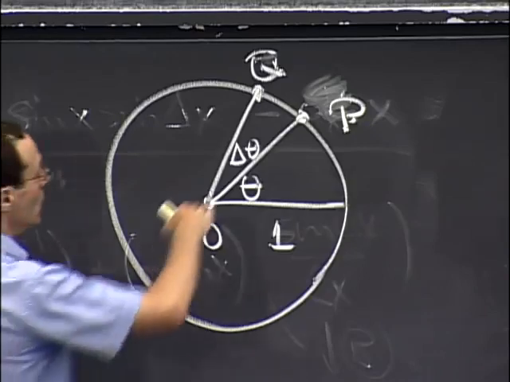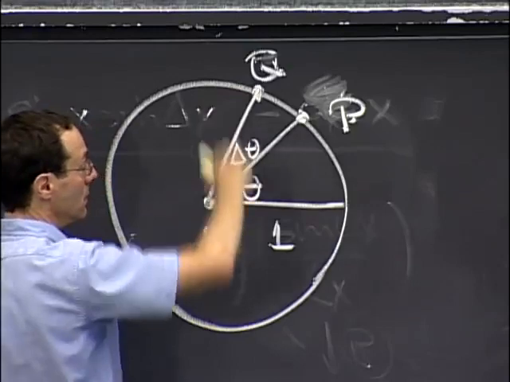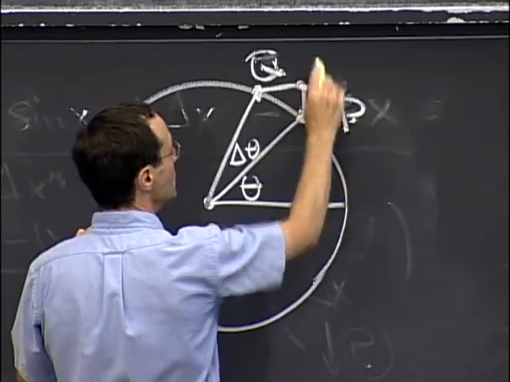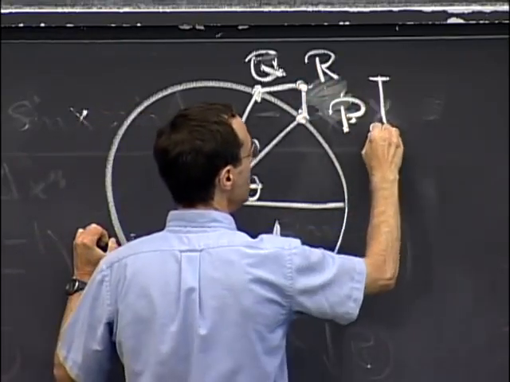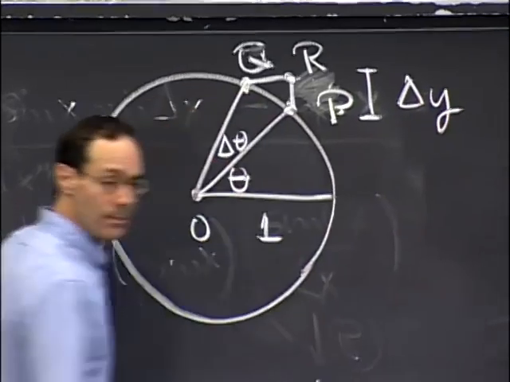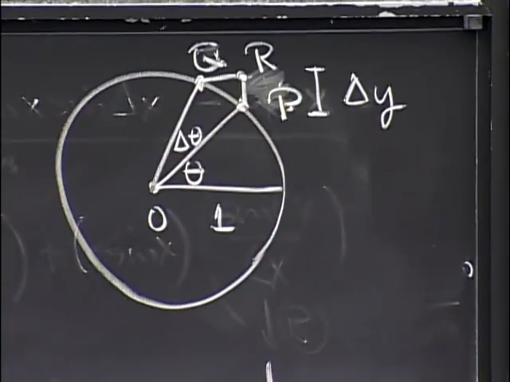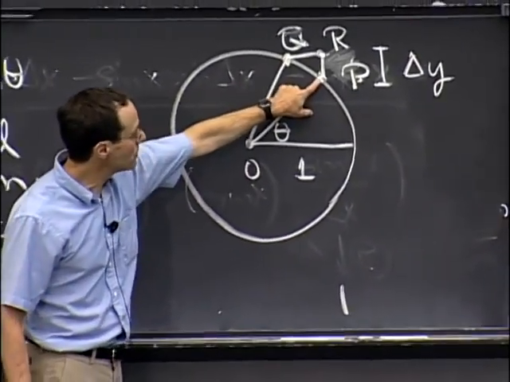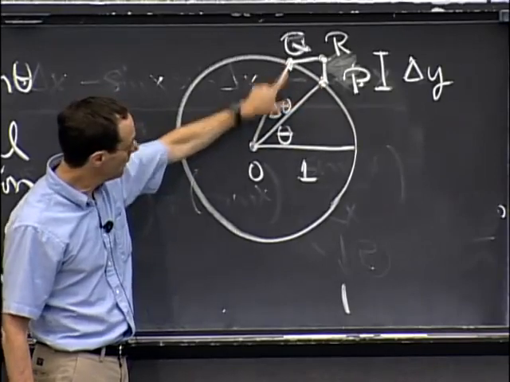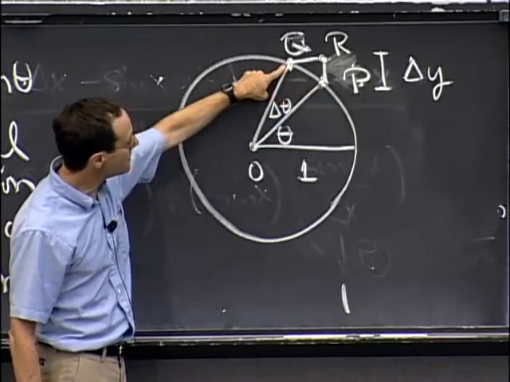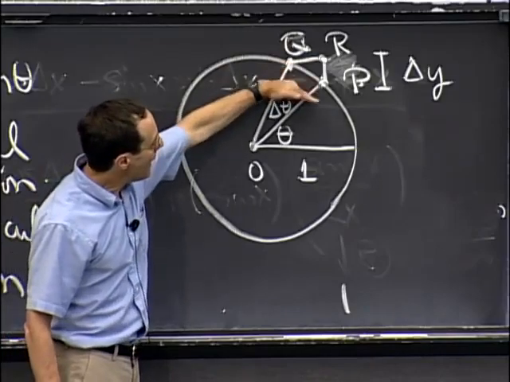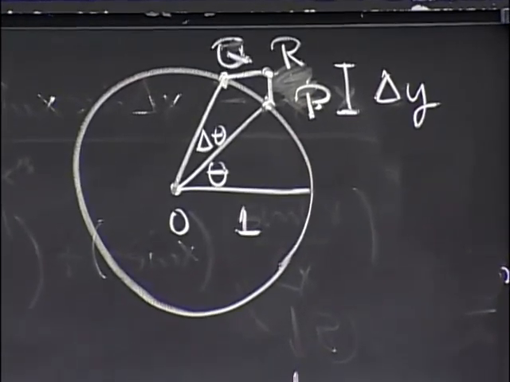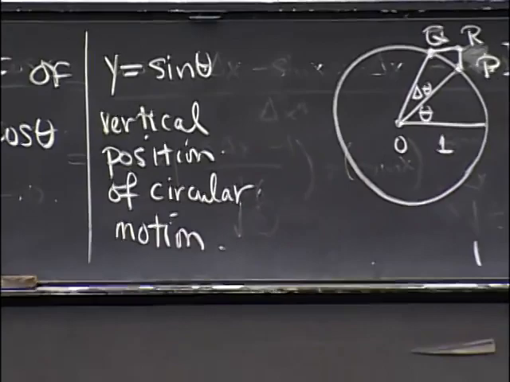In order to do that, we've got to keep track of the height, the vertical displacement here. So we're going to draw this right angle here, and this is the position R, and this distance here is the change in y. The picture is a point moving around a unit circle. It starts at P, it moves to Q, from angle theta to angle theta plus delta theta. And the issue is, how much does y move? The formula for y is sine theta, so that's telling us the rate of change of sine theta.